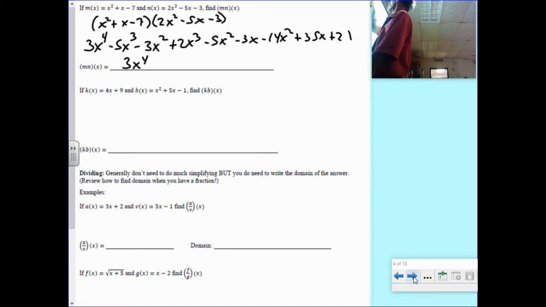We got 3x to the fourth. We got all the x to the third. So we got negative 5 plus 2. This would be negative 3x to the third. All the x squared terms, negative 3 minus 5 is negative 8. Minus 14 is negative 22. All the x terms, negative 3 and 35. And then the constant on the end.